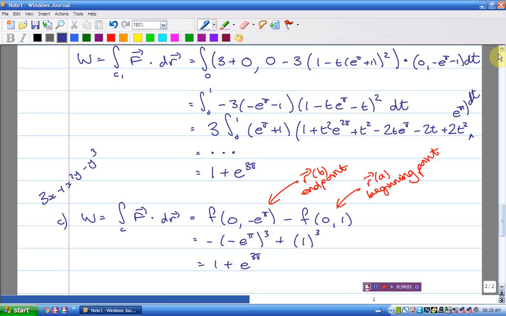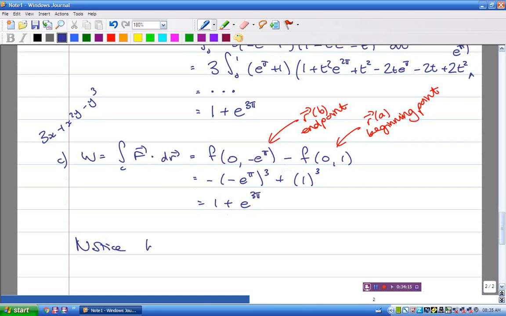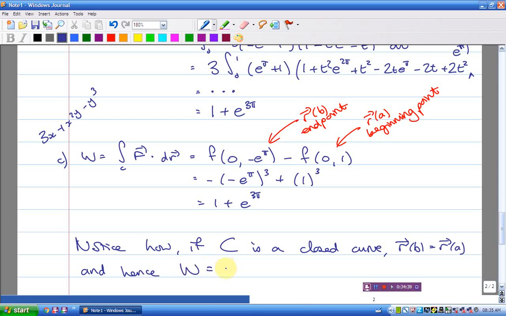And I think I probably have that here in my notes somewhere. Notice how if C is a closed curve, r of b will equal r of a, and hence work is 0.